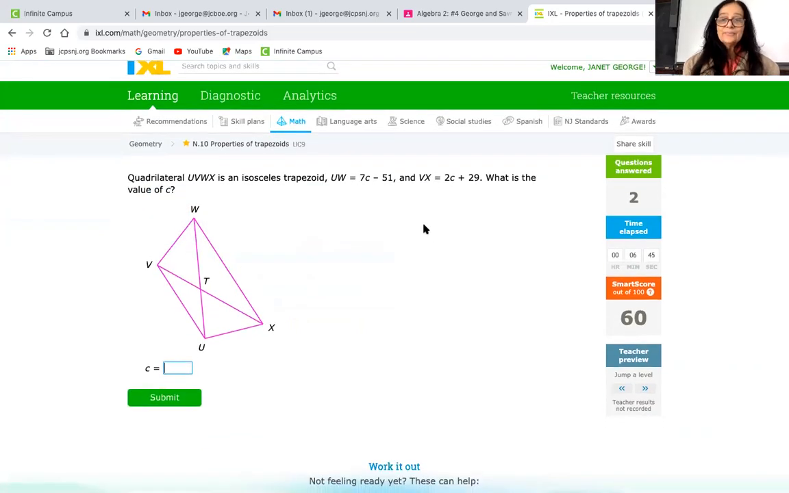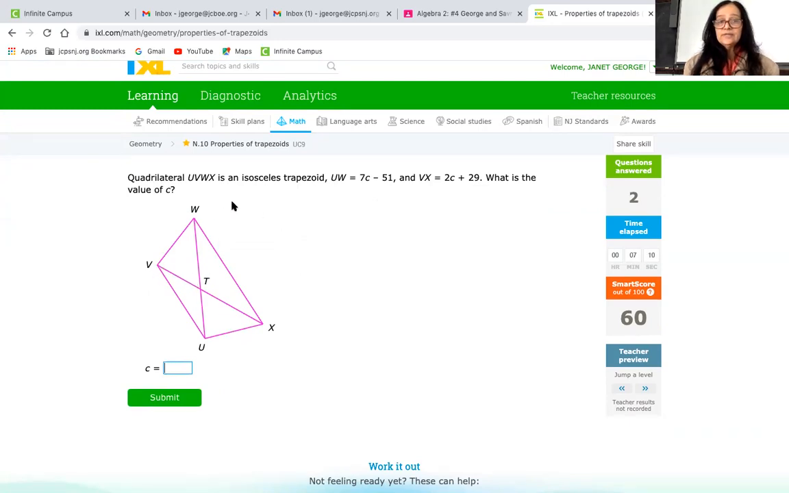So now quadrilateral UVWX is an isosceles trapezoid. So what was given? UW equals 7C minus 51 and VX is 2C plus 29. So what is the value of C?